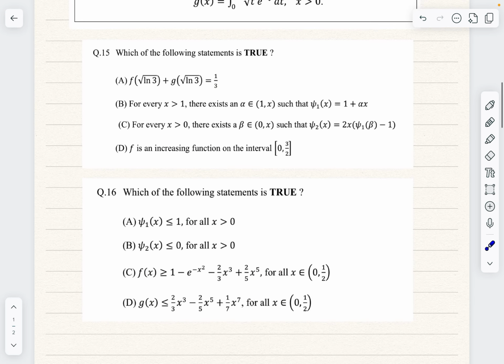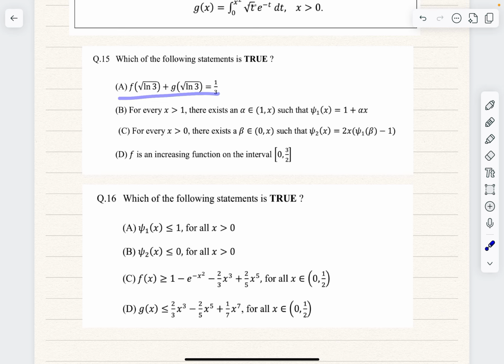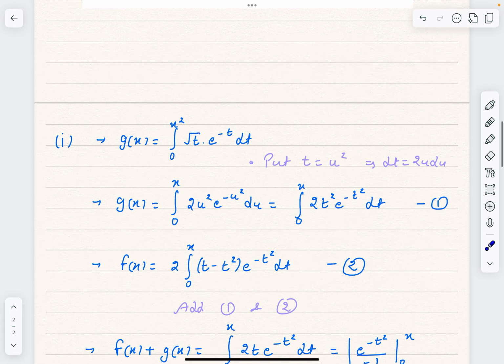In this, they're asking if this is equal to 1 by 3, so we can say it will not be equal to 1 by 3. That is false. Next.